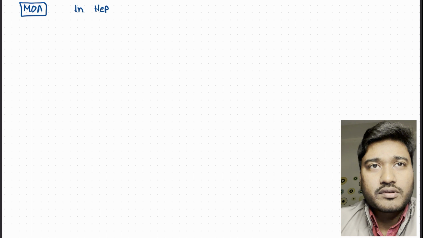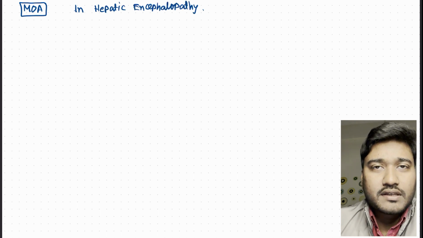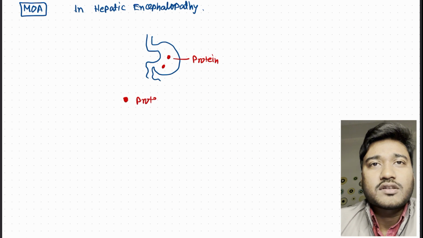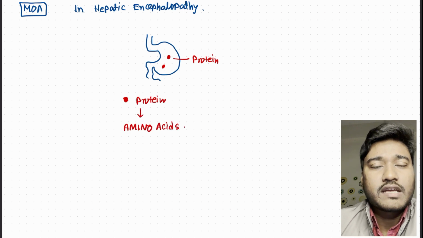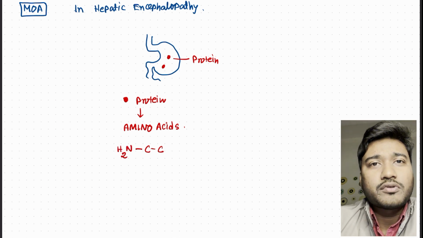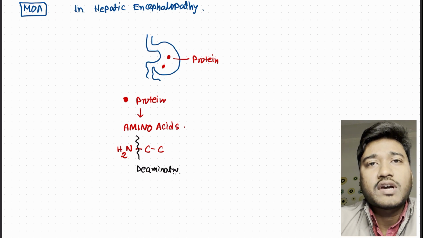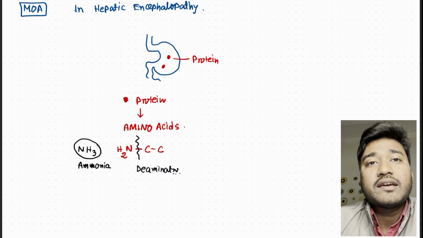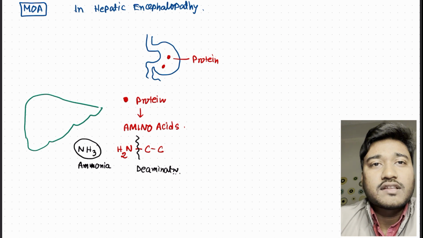Now let's talk about the mechanism of action in hepatic encephalopathy. So once again, this is your gut. Before we start to understand the mechanism of action, we must understand how hepatic encephalopathy actually happens, the pathogenesis of it. Initially when we take proteins, they are broken down to amino acids. In the amino acid structure, we have two carbon atoms as well as NH2. By the process of deamination, this NH2 molecule is broken and we get ammonia, that is NH3.